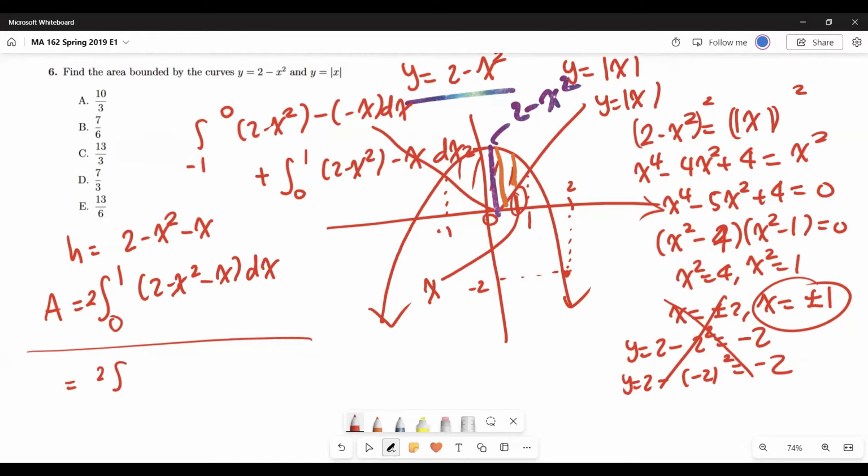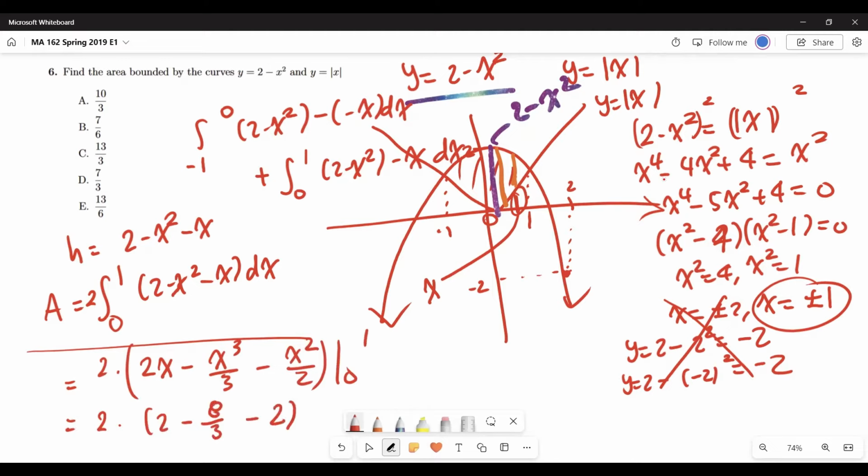So this is 0 to 1, and it's 2x. Actually, it's not right, the integral sign. So it's just 2x minus x cubed over 3 minus x squared over 2, from 0 to 1, and multiply the entire thing by 2. This becomes 2 minus 8 over 3 minus 2. If you plug in 0, this all becomes 0. So this becomes 2 times negative 2, and 2 cancels out. 2 times negative 8 over 3 becomes negative 16 over 3.